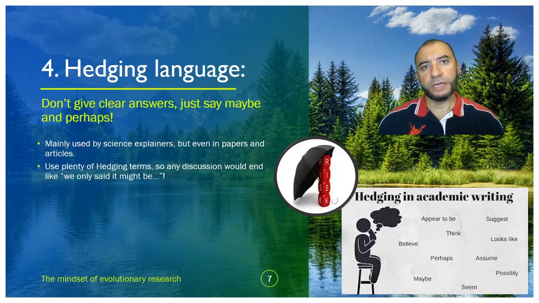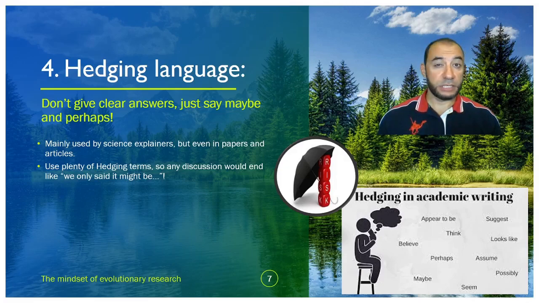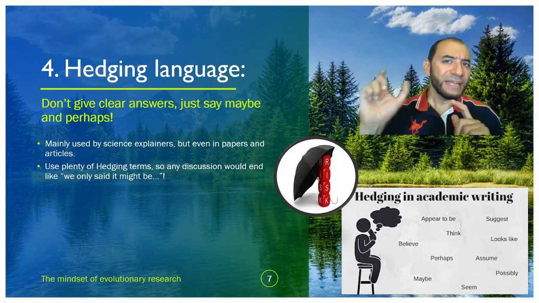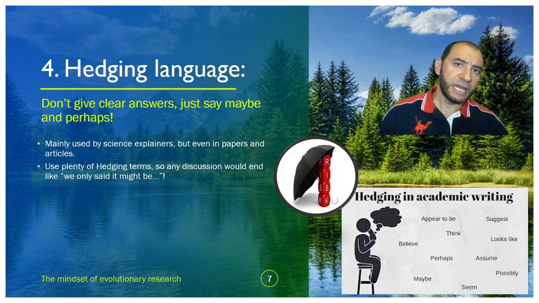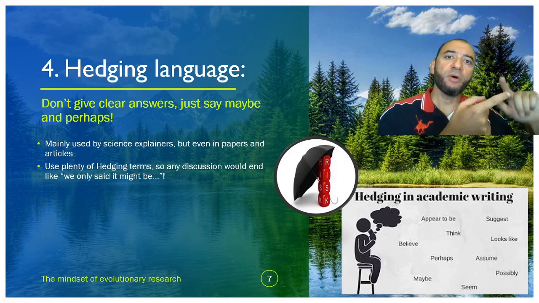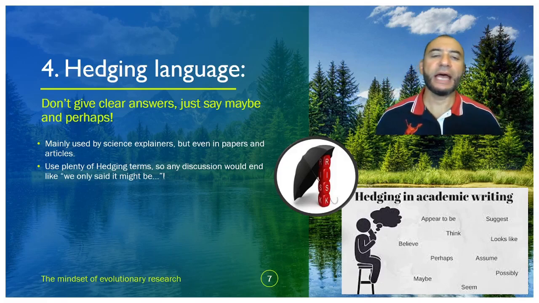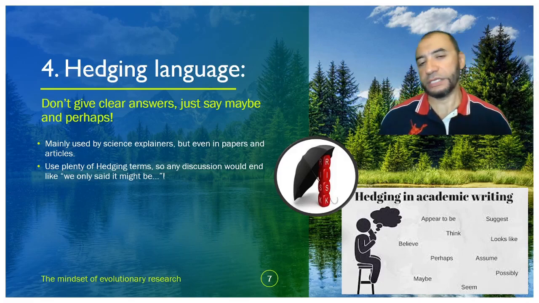Now, the fourth part will be the use of hedging language. And the problem is also the excessive use of this kind of language, especially when you are looking at science explainer videos. But even, unfortunately, in scientific articles and sometimes in scientific papers. And you will find a sentence written like this: this might have happened this way. This is an explanation that might tell us how this has happened, or that might tell us how this might have occurred, or this explanation might serve as a way to understand how this could have occurred, etc.